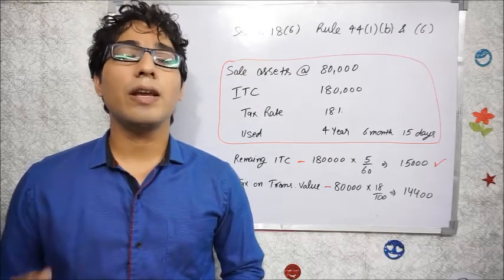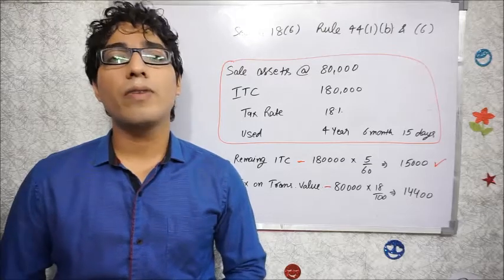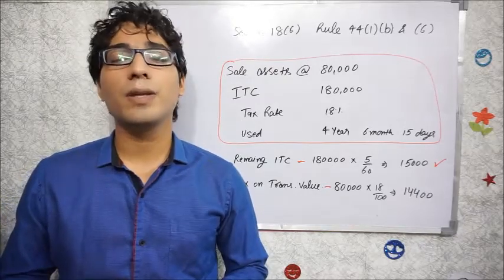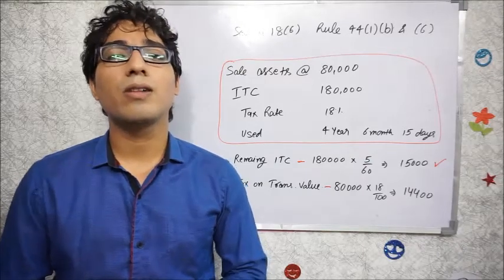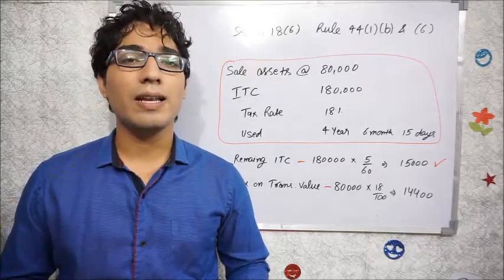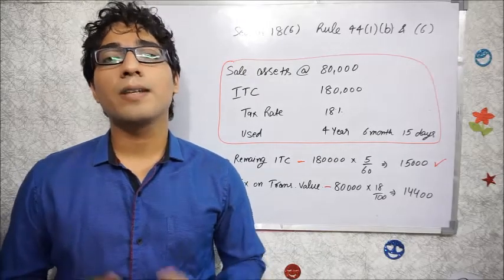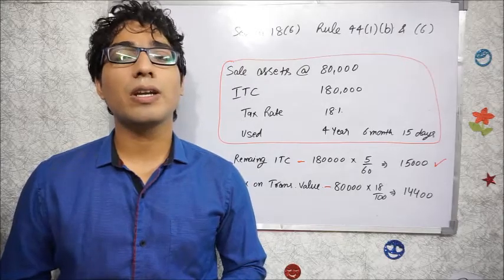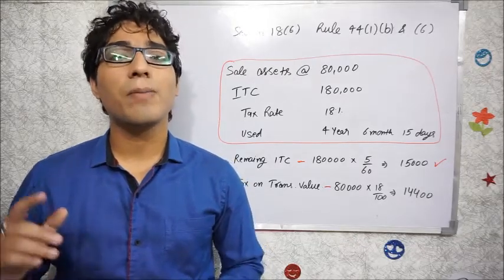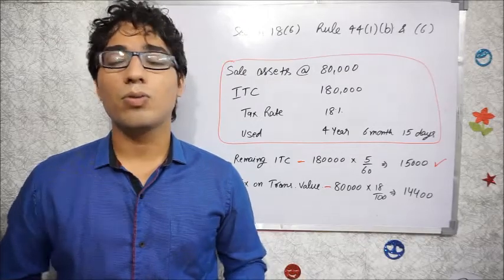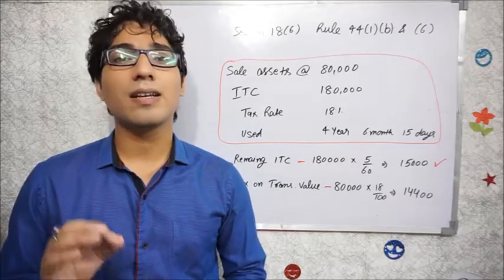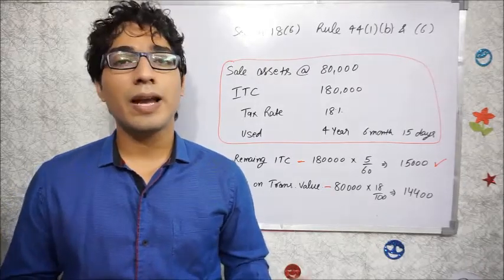The first amount is the remaining input tax credit. Although the wording under section 18 subsection 6 is different, the meaning is the same. I will give you an example so that you can better understand the remaining input tax credit. The second amount is the tax on the transaction value when you sell or transfer your capital goods, where the transaction value is as determined under section 15. So the first amount is the remaining input tax credit, the second is the tax on the transaction value under section 15, and whichever is higher, you have to pay as GST.